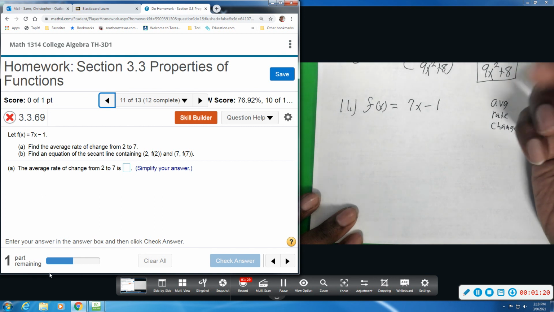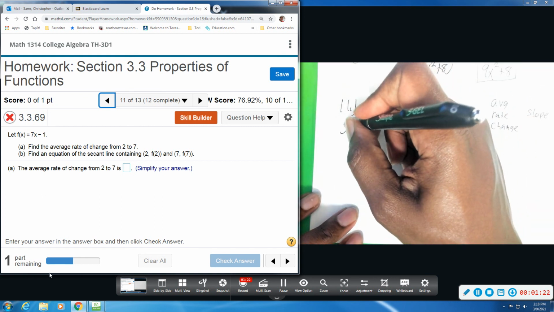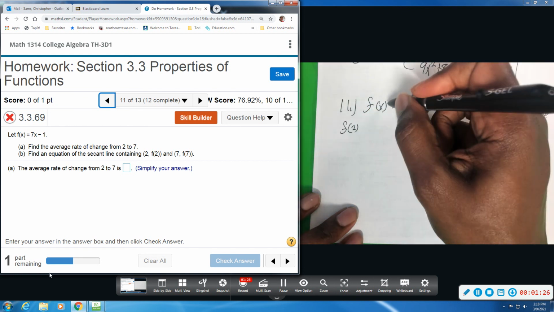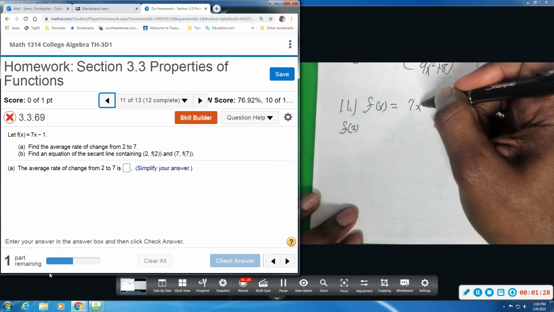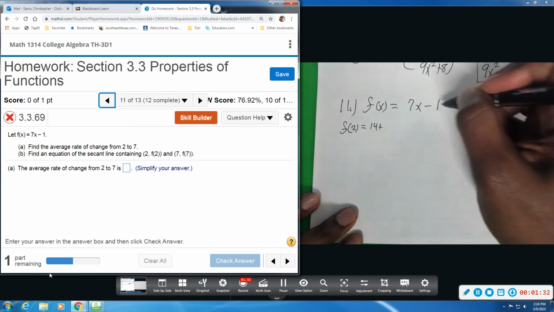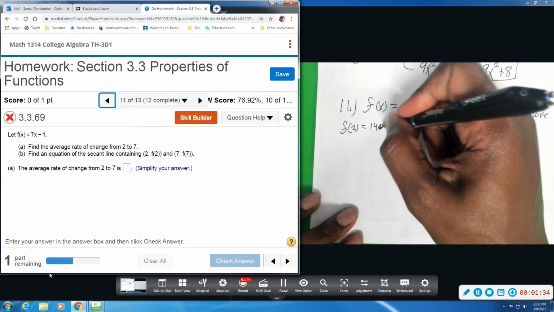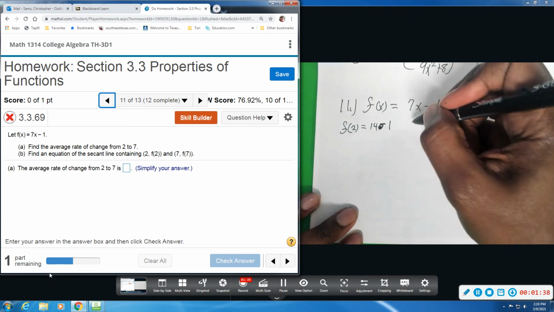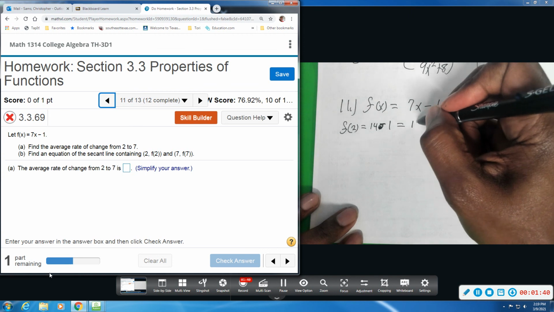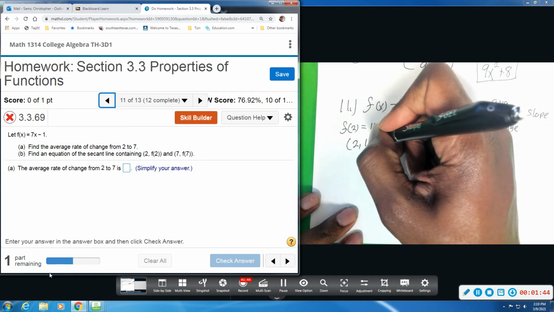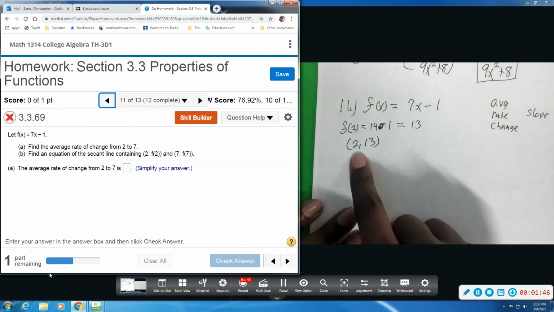So from 2 to 7, we're going to find f of 2. This is my x value. When I plug in a 2 here, 7 times 2 will give us 14. So 14 plus, or minus 1 actually, 14 minus 1 will give us 13. So we get the ordered pair (2, 13). So this is what we get from 2.